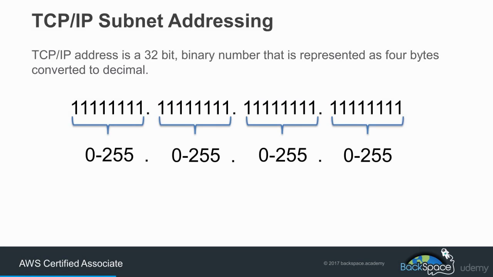So before we move on and start talking more about VPC, I just want to make sure that you understand TCP/IP subnet addressing. If you're an experienced administrator, this will be old hat to you, but a lot of your developers may or may not understand this. So a TCP/IP address is a 32-bit binary number that is represented as 4 bytes that are converted to decimal, and I think most of us know that. So we can see the 4 bytes there that make up a 32-bit binary number, and the numbers normally range from 0 to 255.